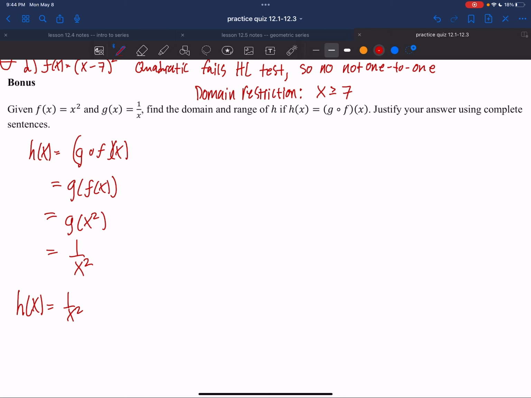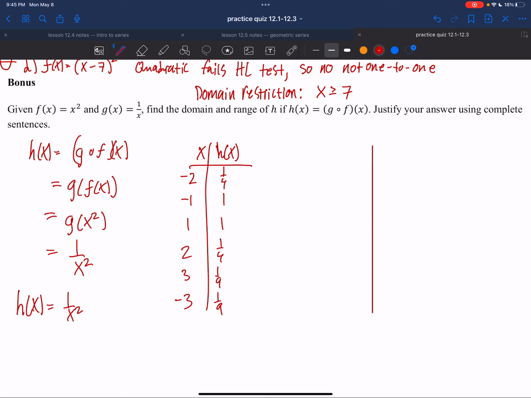And if I wanted to get a sketch of this, right, I could maybe make a table. So I could say x and h of x. So obviously I can't plug in 0. If I plug in -2, I get 1/4. If I plug in -1, I get 1. If I plug in 1, I get 1. I plug in 2, I get 1/4. I plug in 3, I get 1/9. If I plug in -3, I get 1/9 because I'm squaring all that.